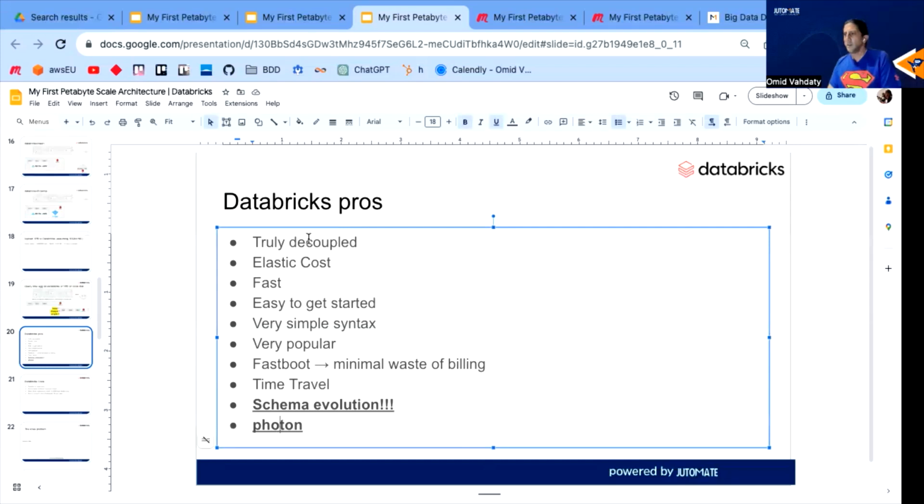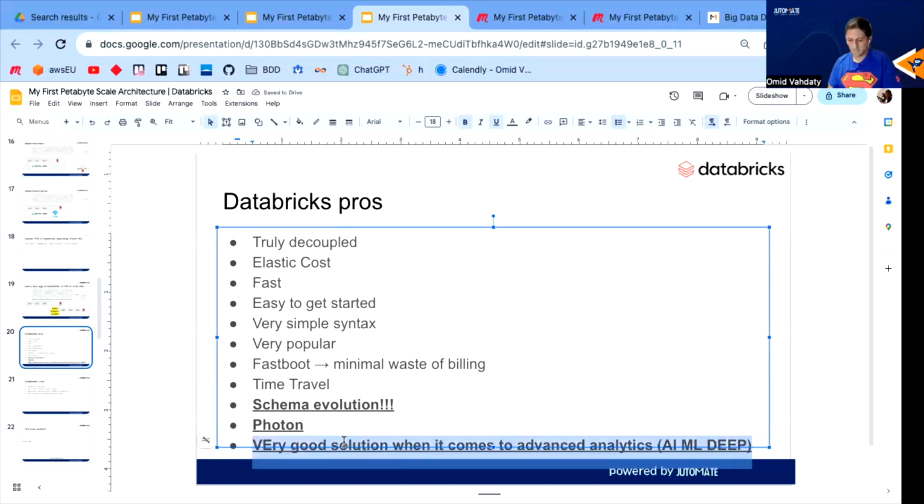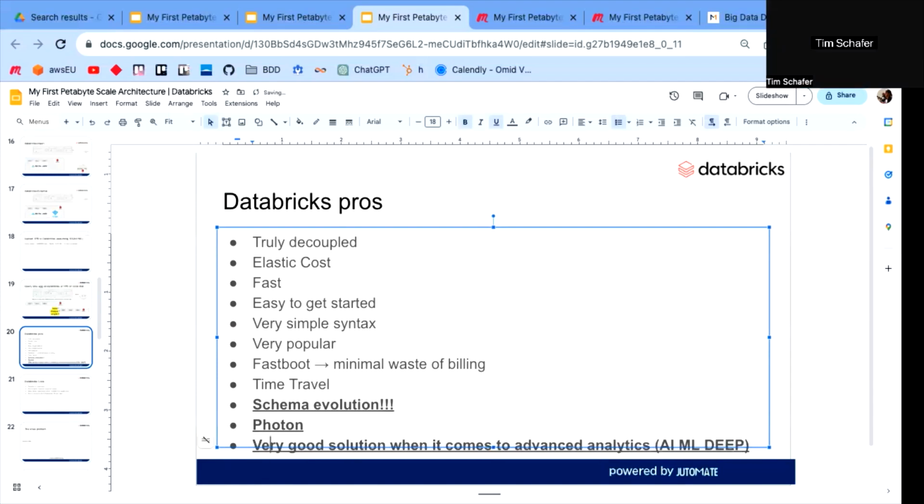Yes. And let me even state it over here. Very good solution when it comes to advanced analytics, AI, ML, deep learning. Does this comment make sense for you? Yes. Is the time travel bullet point also unique?